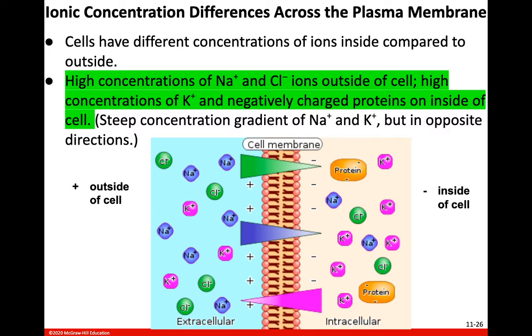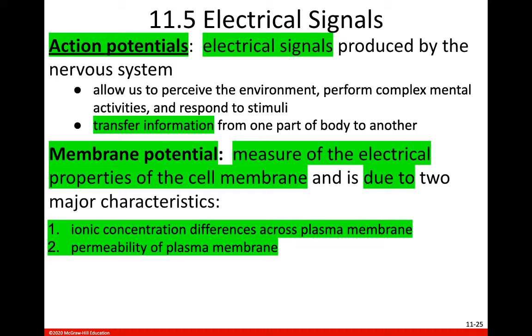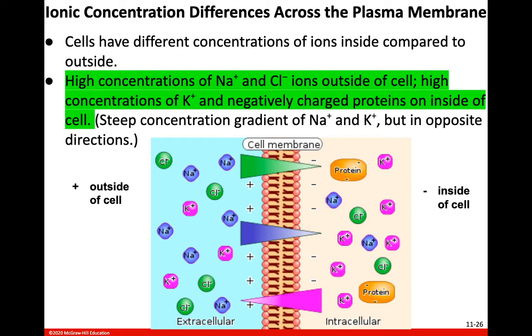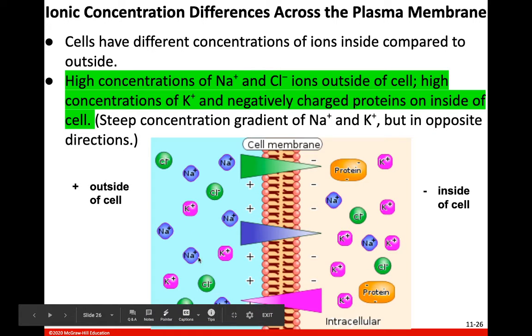So again, when we look at that first bullet, the concentration difference of different ions across the plasma membrane, remember that there is a charge difference on each side of the plasma membrane due to the concentration of different ions. On the outside of the cell, we have more sodium ions, and on the inside of the cell, we have more potassium ions. We also have more chloride ions on the outside of the cell than inside, and we have more negative proteins on the inside than on the outside. Again, we have positives and negatives on both sides. It's just that overall, there's more negatives inside the cell and more positives outside the cell.